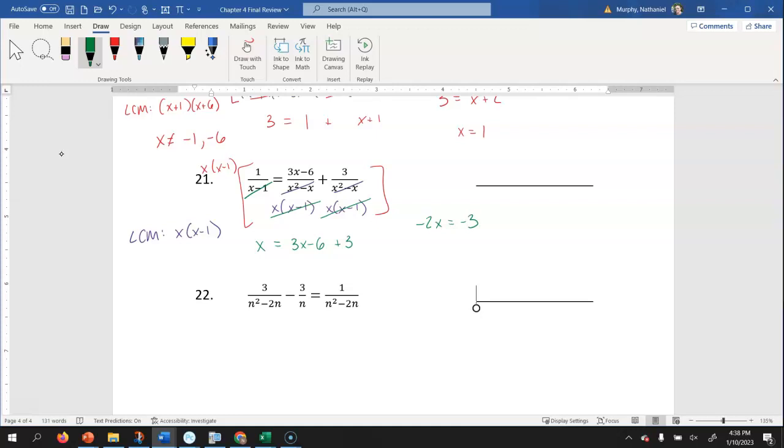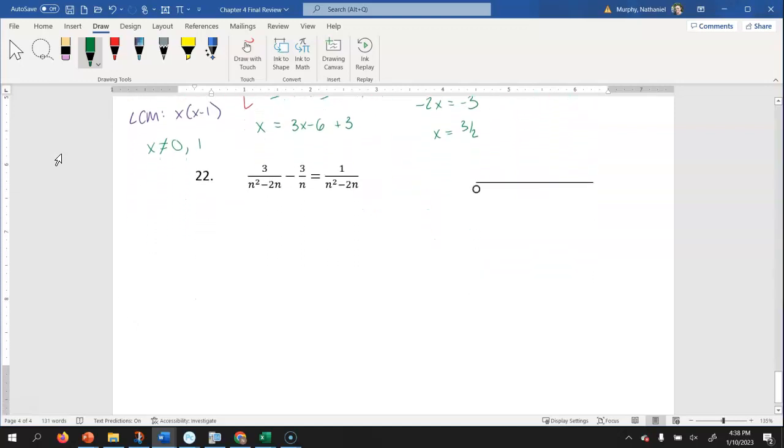So if I divide both sides by negative 2, I'd get a positive 3/2, because negative 3 over negative 2, the negatives would cancel out, leaving us with a positive 3/2. That is not my restriction, because our restriction would be that x can't equal 0 or 1, and so 3/2 is not either 0 or 1, so 3/2 would be our solution.